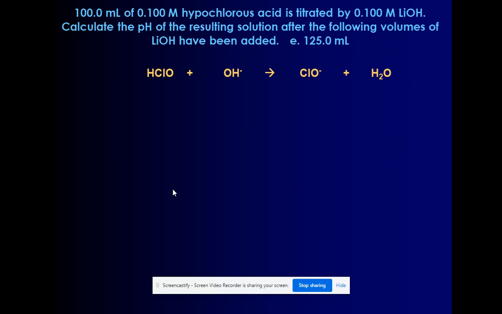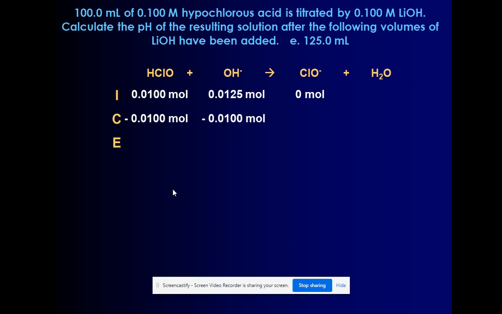In the last example we're going to do with this problem, we are going to have an excess of hydroxide added because we have the same amount of HClO that we started with, but now we have 125 mils. We're past that 100 mil mark. When I take that volume and molarity, I get that I have 0.0125 moles of hydroxide ions. So my limiting reactant is no longer the OH minus, now it's the HClO. So 0.01 is subtracted from both reactants and added to the ClO minus. The HClO goes to 0, no more buffer.